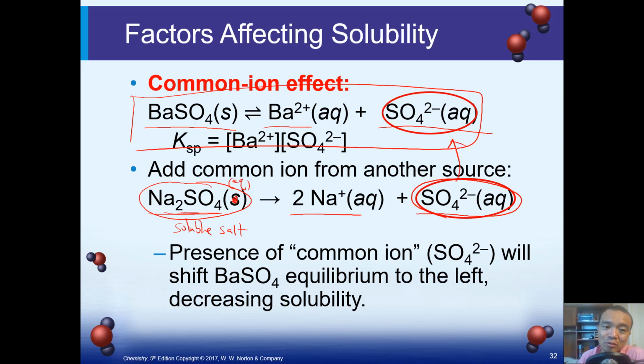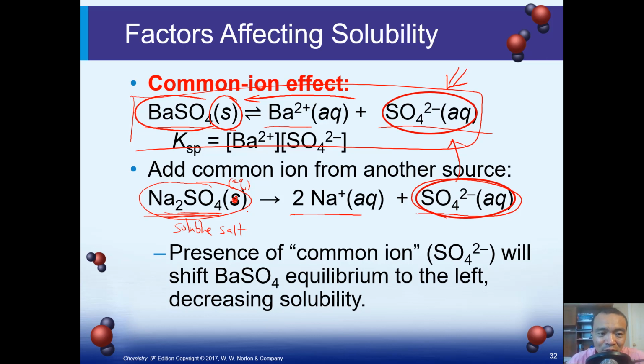According to Le Chatelier's principle, when you add some products to the existing equilibrium, the equilibrium will shift to the left side. Or you will see more solid barium sulfate. In other words, less barium sulfate is dissolved. The solubility of barium sulfate is decreased if you add some sodium sulfate into the solution. And this effect is the so-called common ion effect.